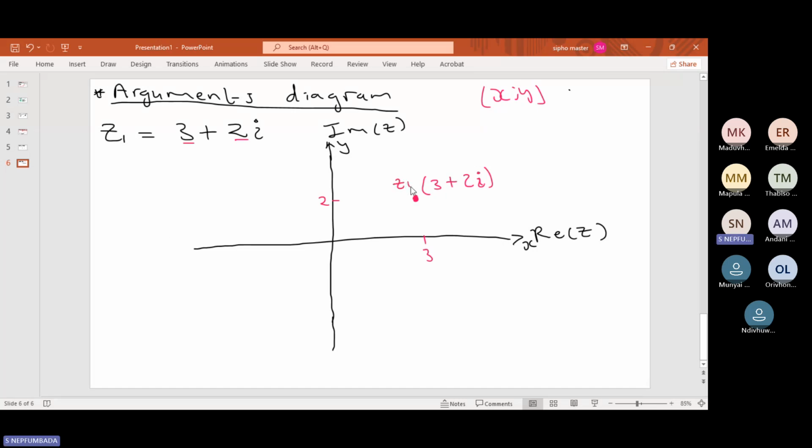This is Z1 equals this. So let's say Z2 now. Let's say minus 1 plus 4i. Minus 1 is here, and 4 is here. So where those meet is here. There's no use to write those lines because I'm using a board here. Therefore, this is minus 1 plus 4i.